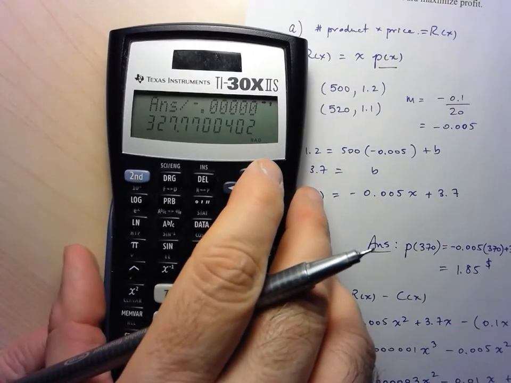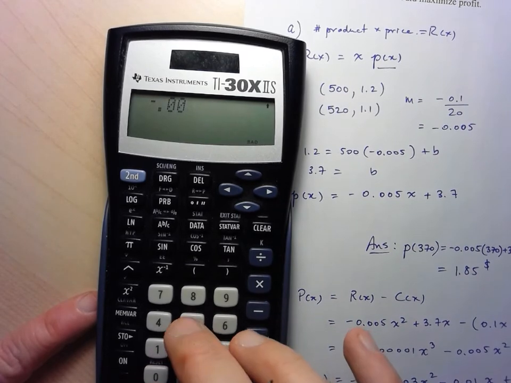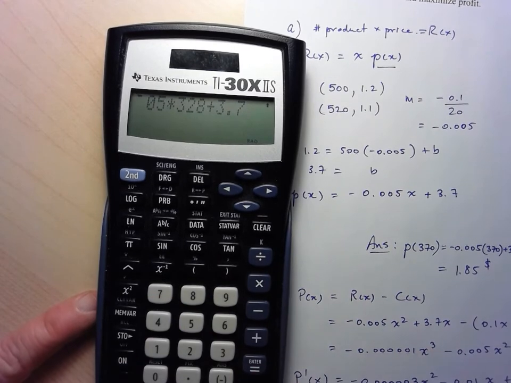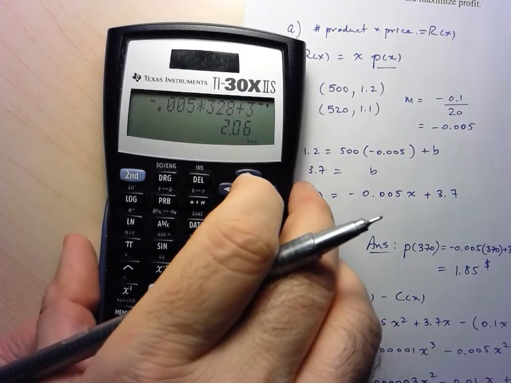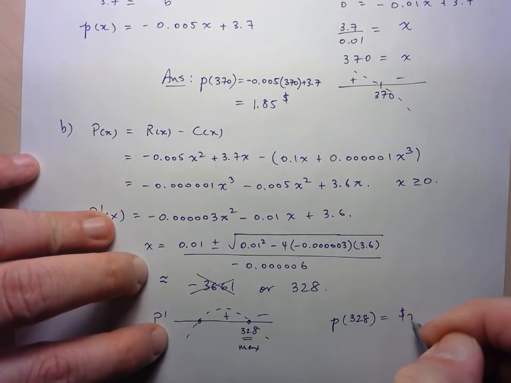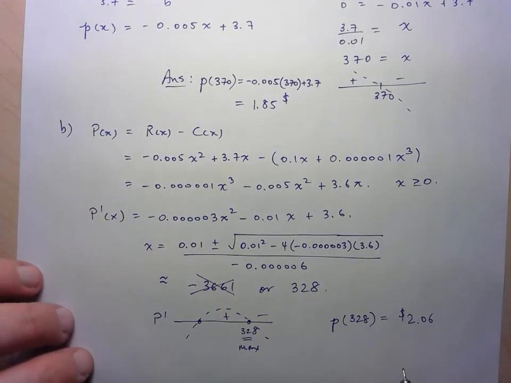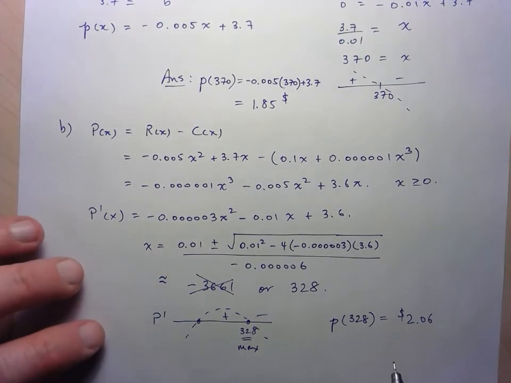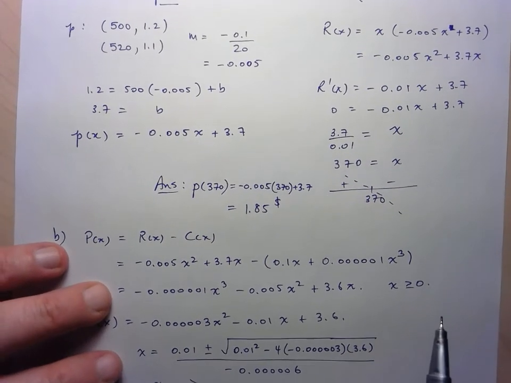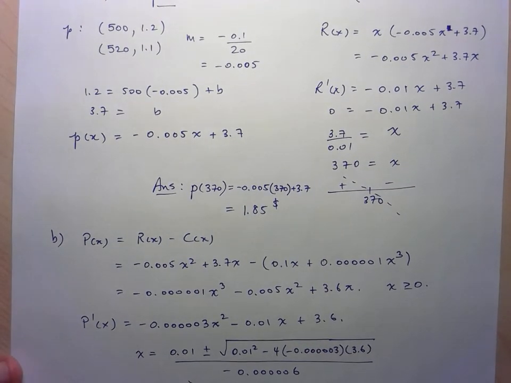So what do we have? We have negative 0.005 times 328 plus 3.7, and here we see that 206 is what we're going to be charging. Okay, so here 206 is what we're going to charge in order to maximize profit. Okay, so now based on the cost, once we bring in the cost, we see that maximizing revenue and maximizing profit are not necessarily the same.